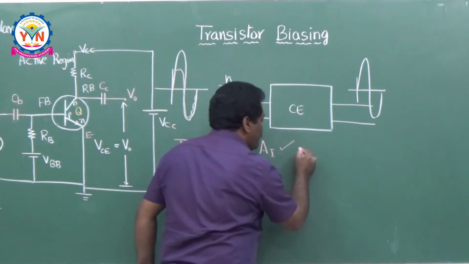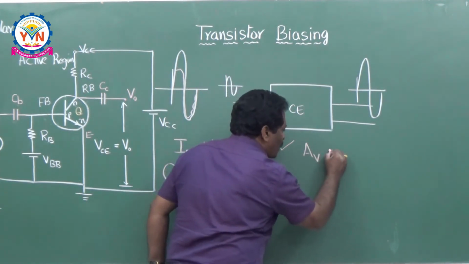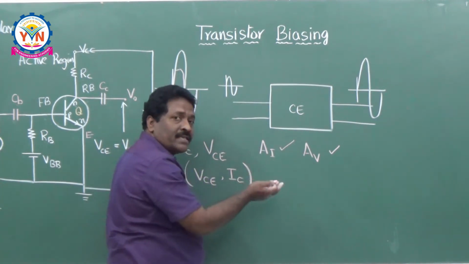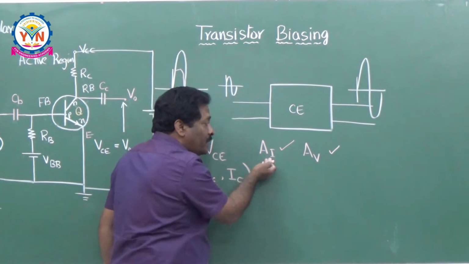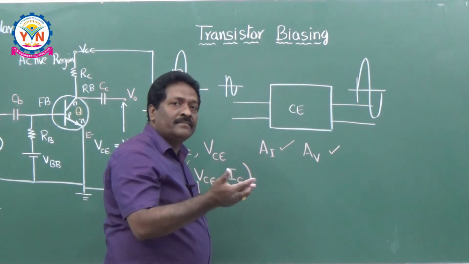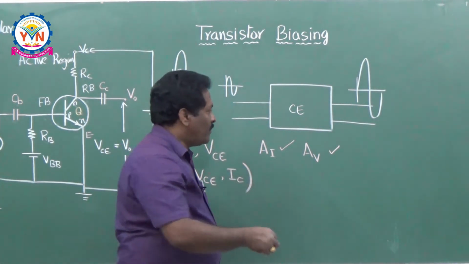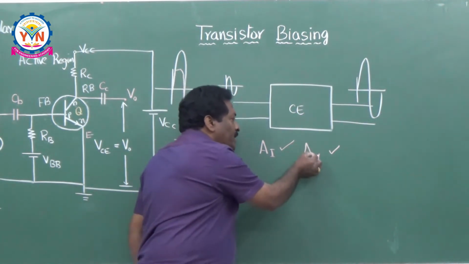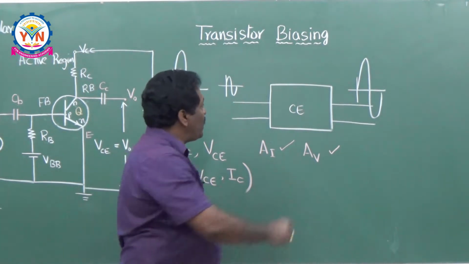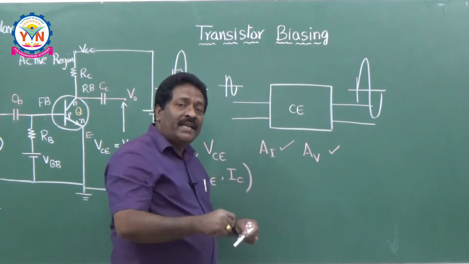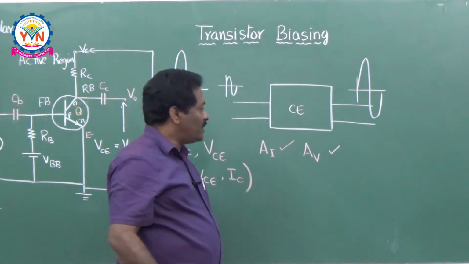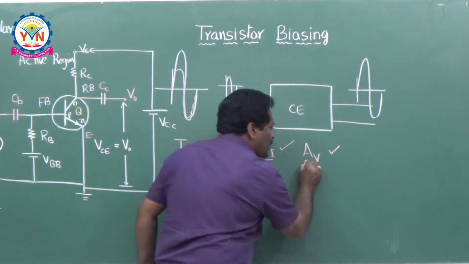And if you are taking the voltage gain AV, it is also more. So if you are comparing the current gain and voltage gain with your CB and CC, it is maintaining the medium values. The current gain is more for CC, but very less for CB. If you are taking the voltage gain, for CB it is very high, and for CC it is 1, it is an emitter follower. But for the common emitter configuration, it is a compromising value between your CB and CC. That's why AI is medium, AV is medium.